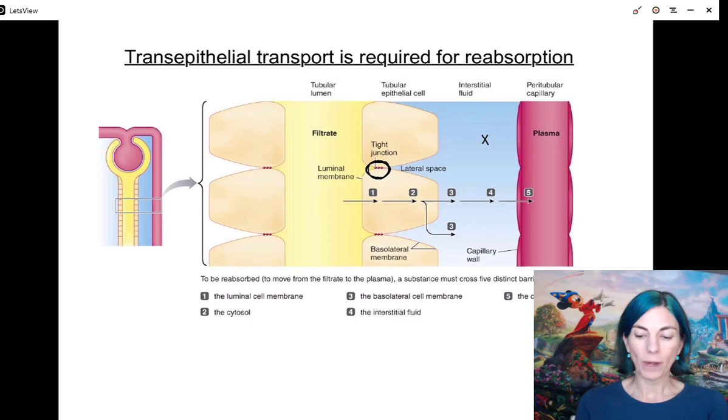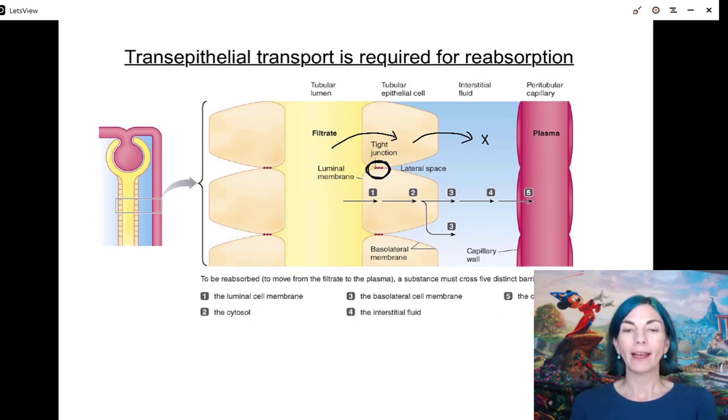So we need to first cross the apical membrane. Then we're going to cross the basolateral membrane. And now we've effectively been recaptured by the body. So we've been reabsorbed. If fluid didn't move from here, it would just accumulate in the interstitial fluid and your kidneys would get really swollen and show edema, and that would be bad. So we need to remove this fluid.